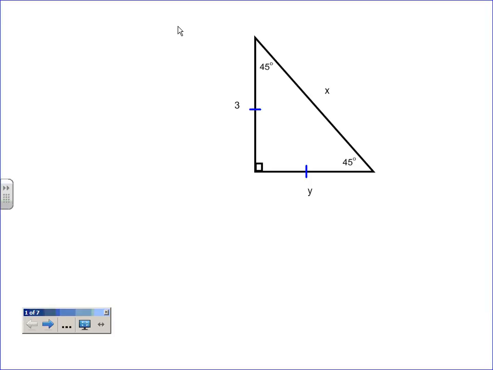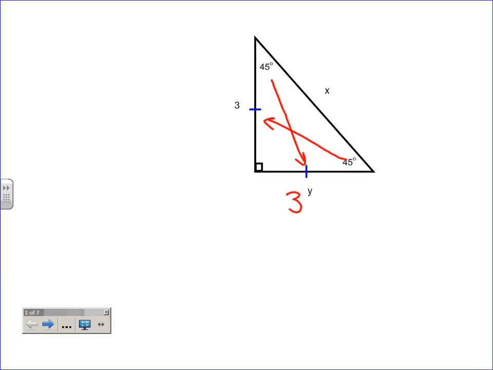And I think it's very simple that if this segment here is 3, it has a marking over here that's the same marking. So y has to be 3, because what type of triangle are we looking at? It is most definitely isosceles, correct? Meaning that that side over there has to be the same as that one over there, correct?